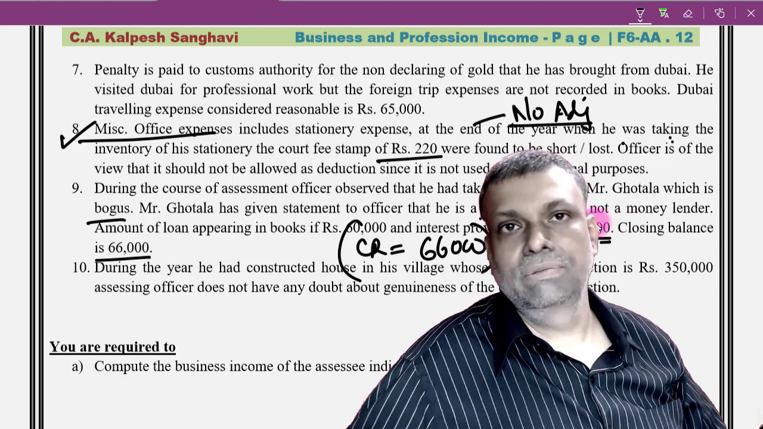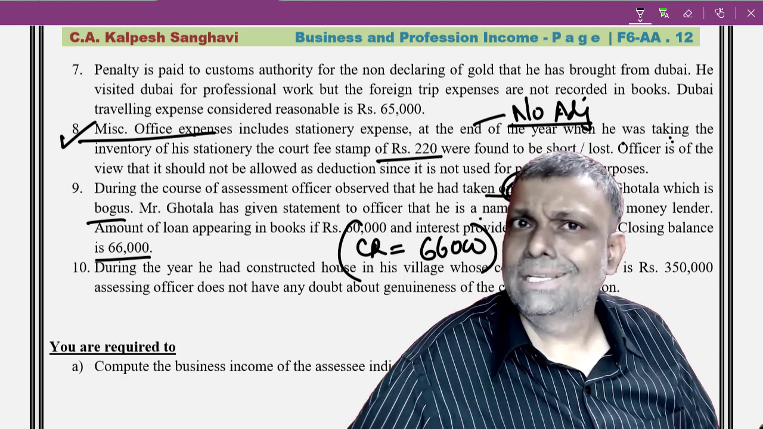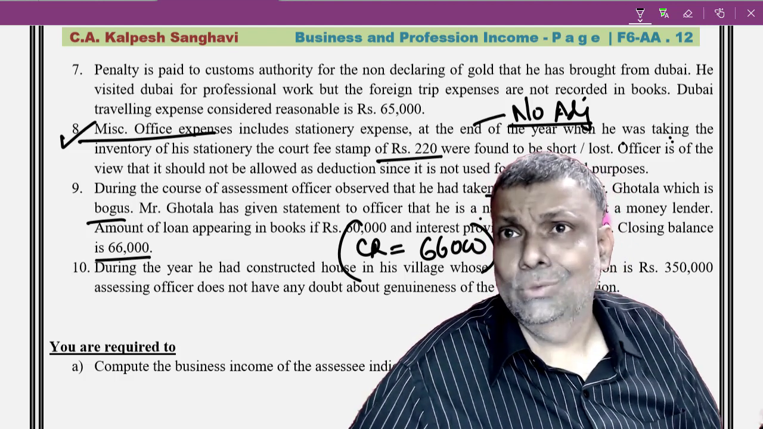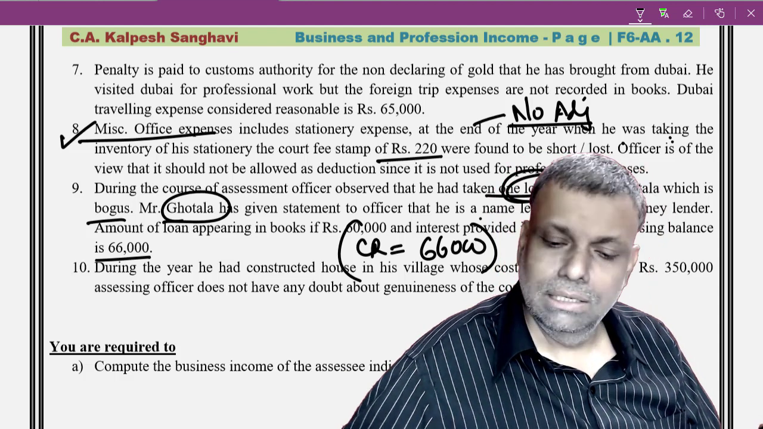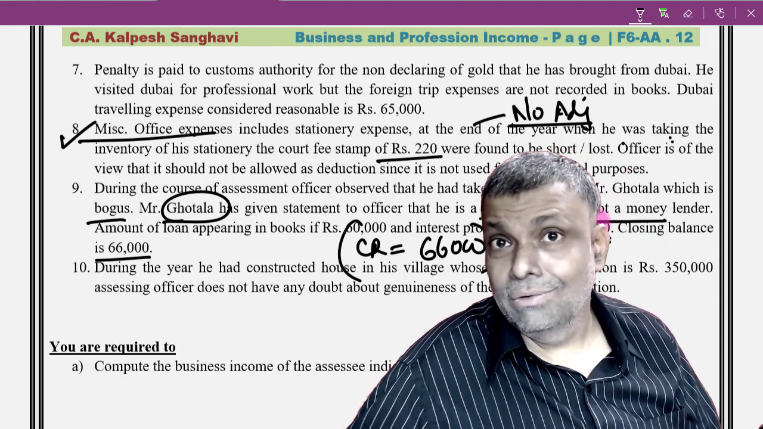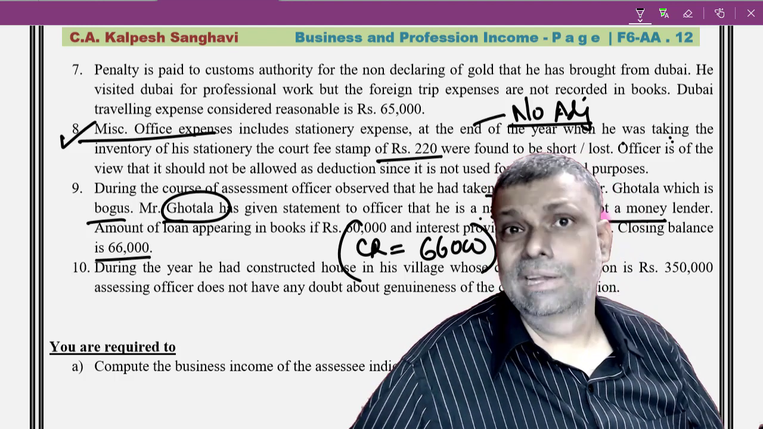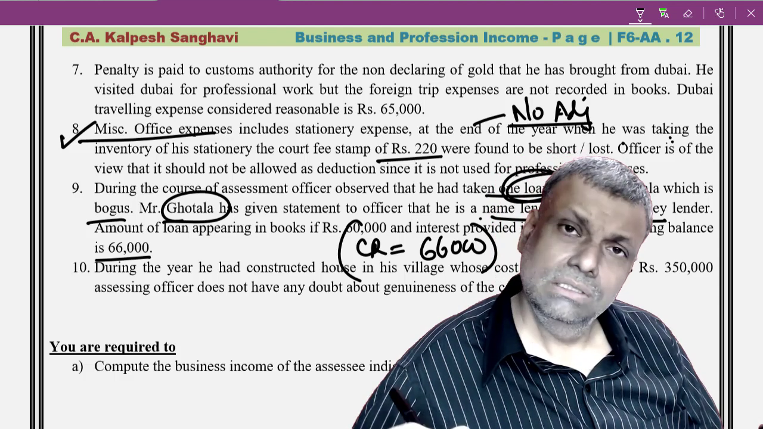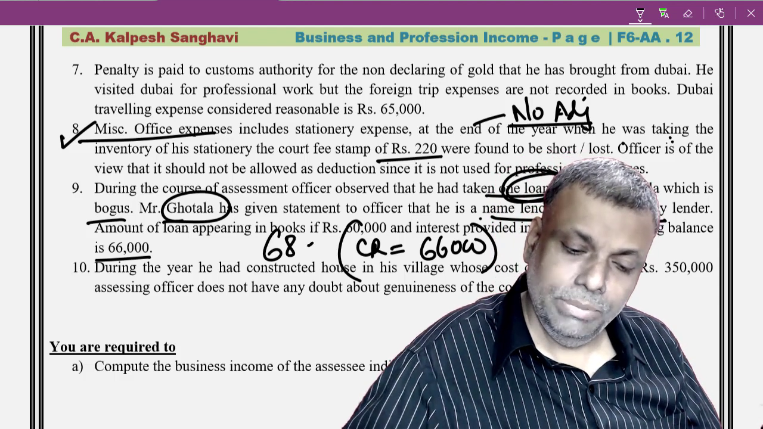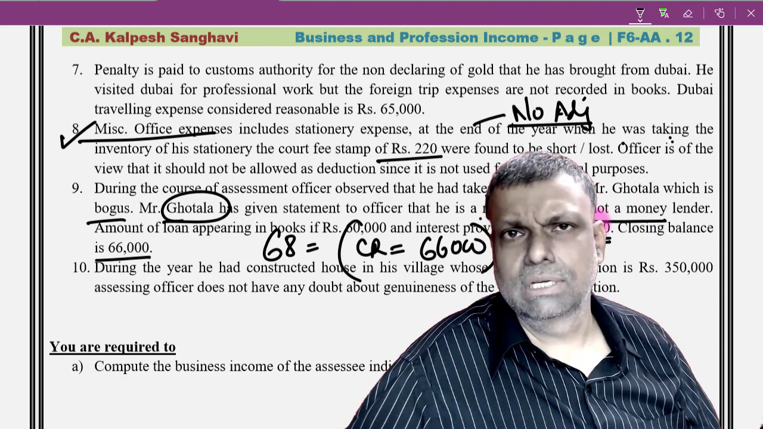Now for this credit figure of 66,000 rupees, you have to give the explanation that it's a genuine loan. But the counterparty, Mr. Ghotala, has already given a confession saying that he is just a name lender and not a money lender. So section 68 directly comes into the picture. Cash credits, anything which is credited in the books of accounts.